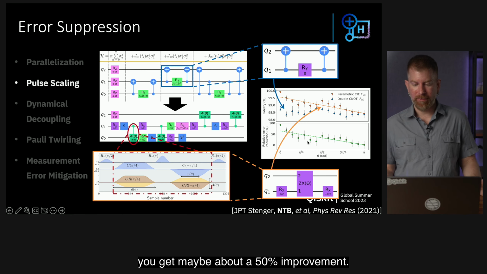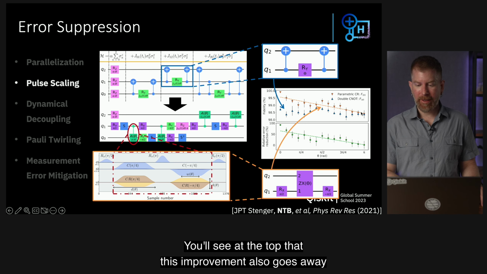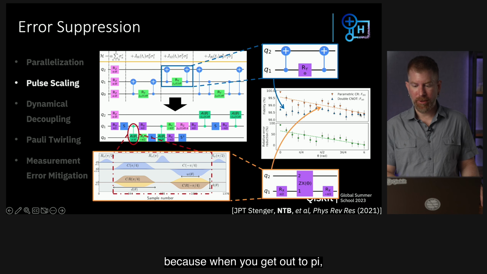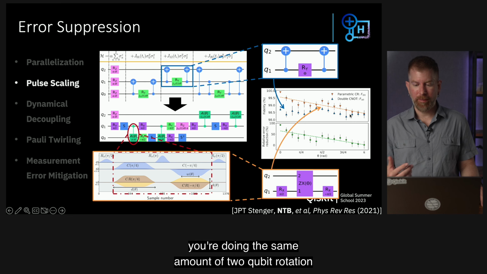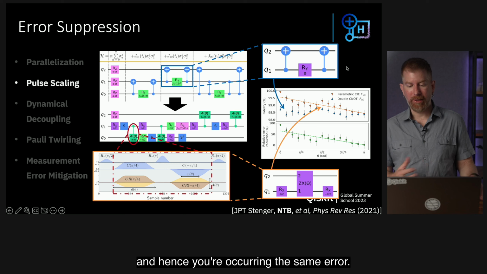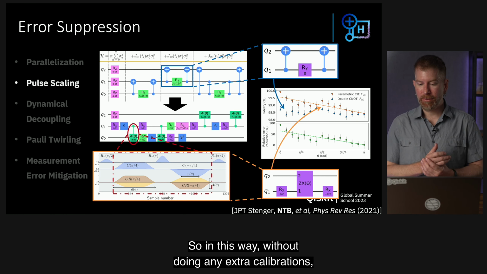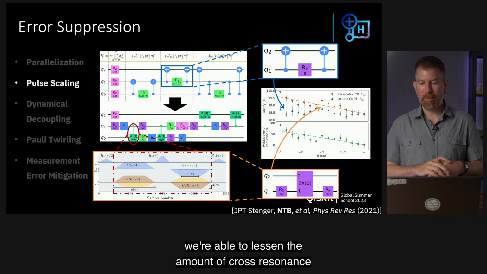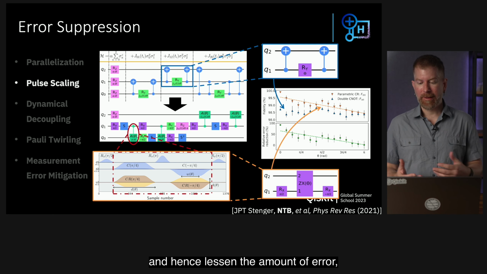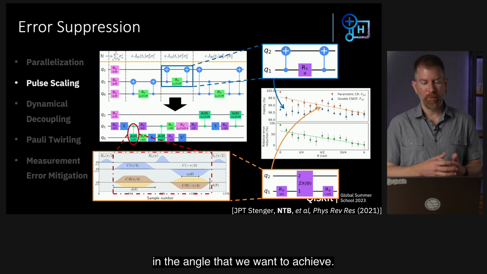You get maybe about a 50% improvement. You'll see at the top that this improvement also goes away as the angle gets larger and larger, because when you get out to pi, you're doing the same amount of 2-qubit rotation as you were doing in this digital implementation, and hence you're incurring the same error. So in this way, without doing any extra calibrations, we're able to lessen the amount of cross resonance and hence lessen the amount of error, which varies about linearly in the angle that we want to achieve.